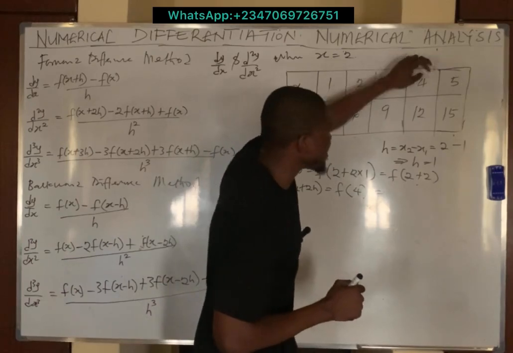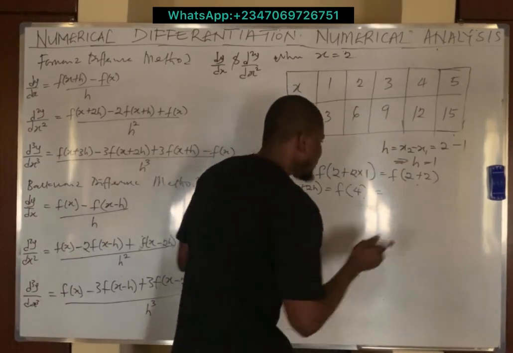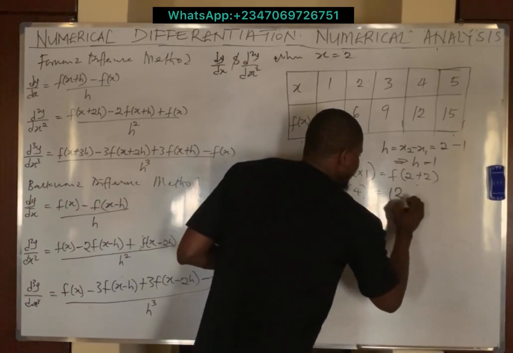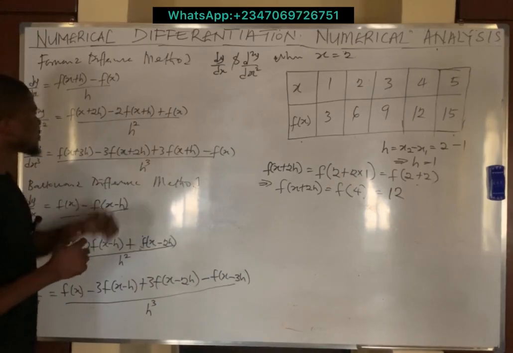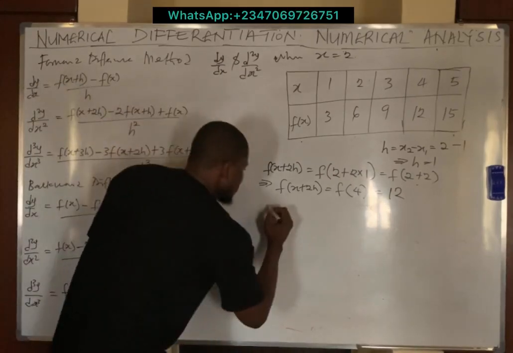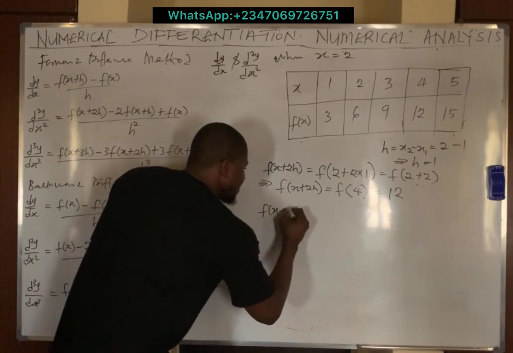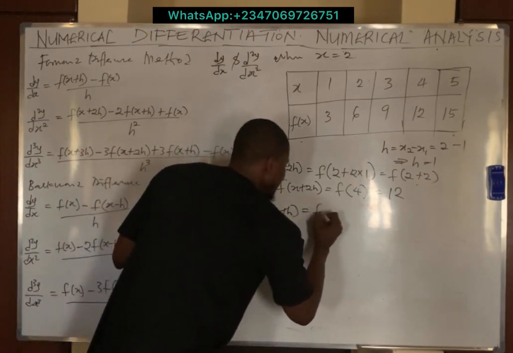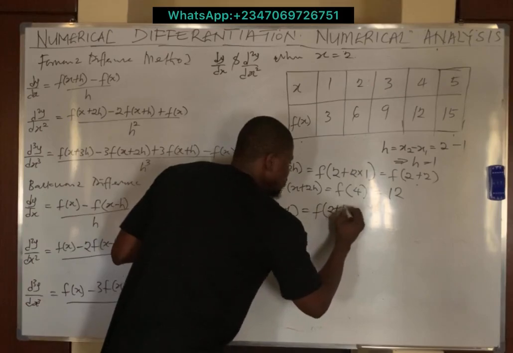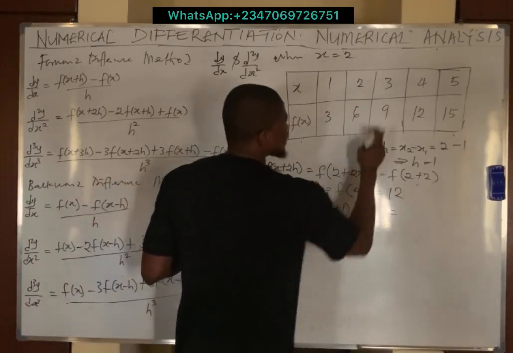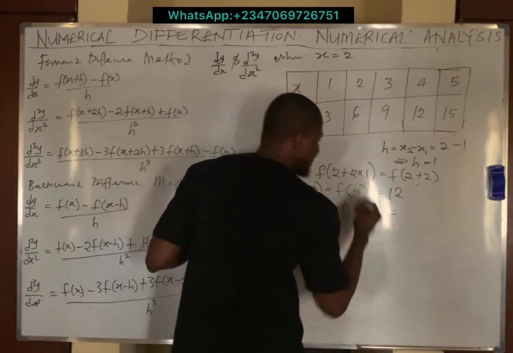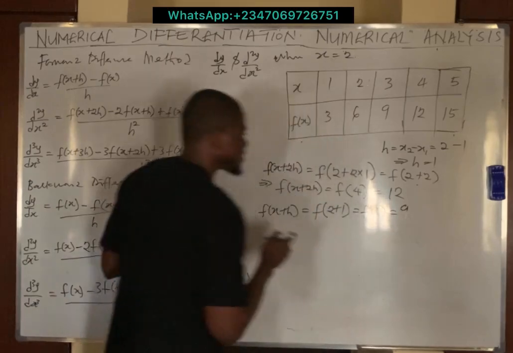What is the value of y? The value here is 12. So f of 4 is simply 12. Okay, I think I've wiped f of x plus h, but we can quickly do that. Once again, f of x plus h, you already know this is going to be f of 3, since x is 2 and h is 1. And f of 3 means when x is 3, what is the value of y? That is 9. So you have this to be 9.